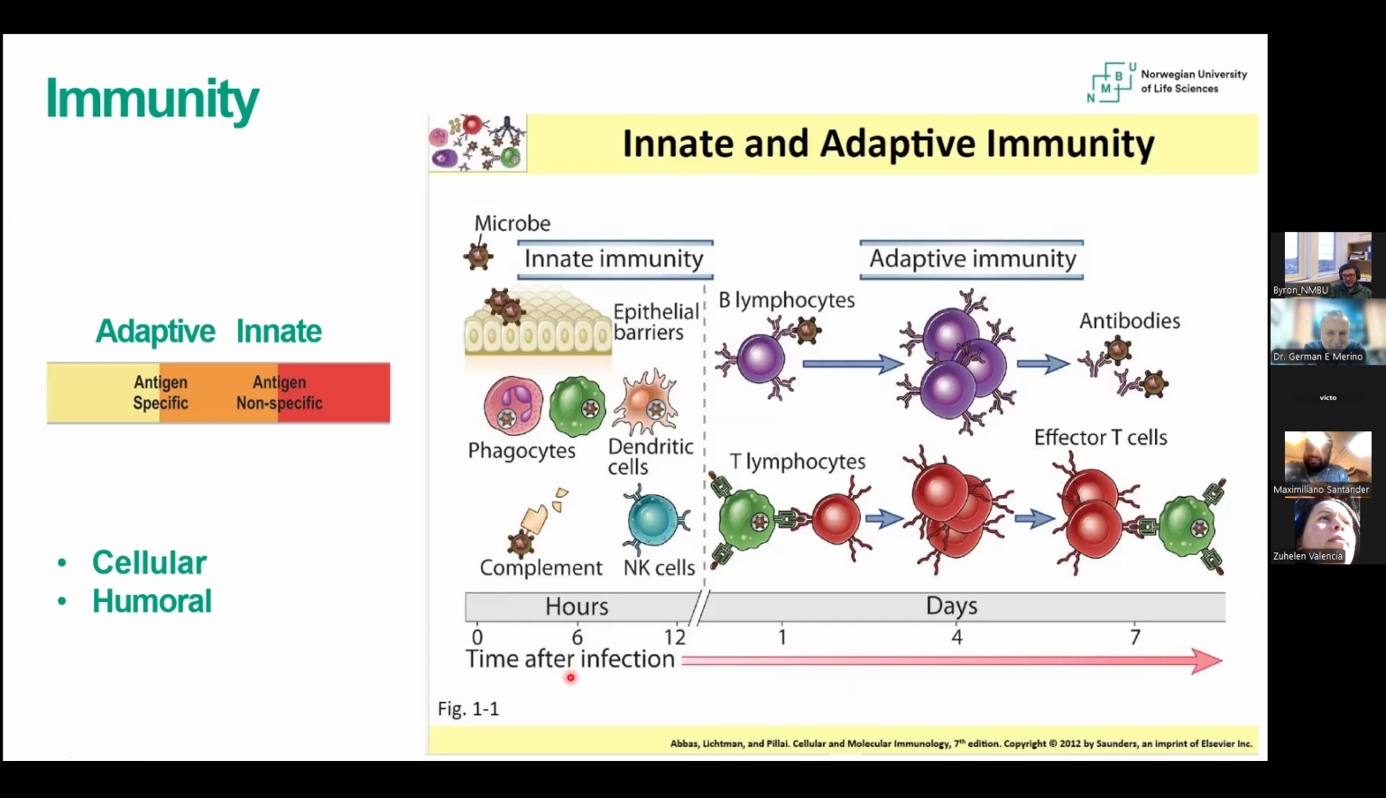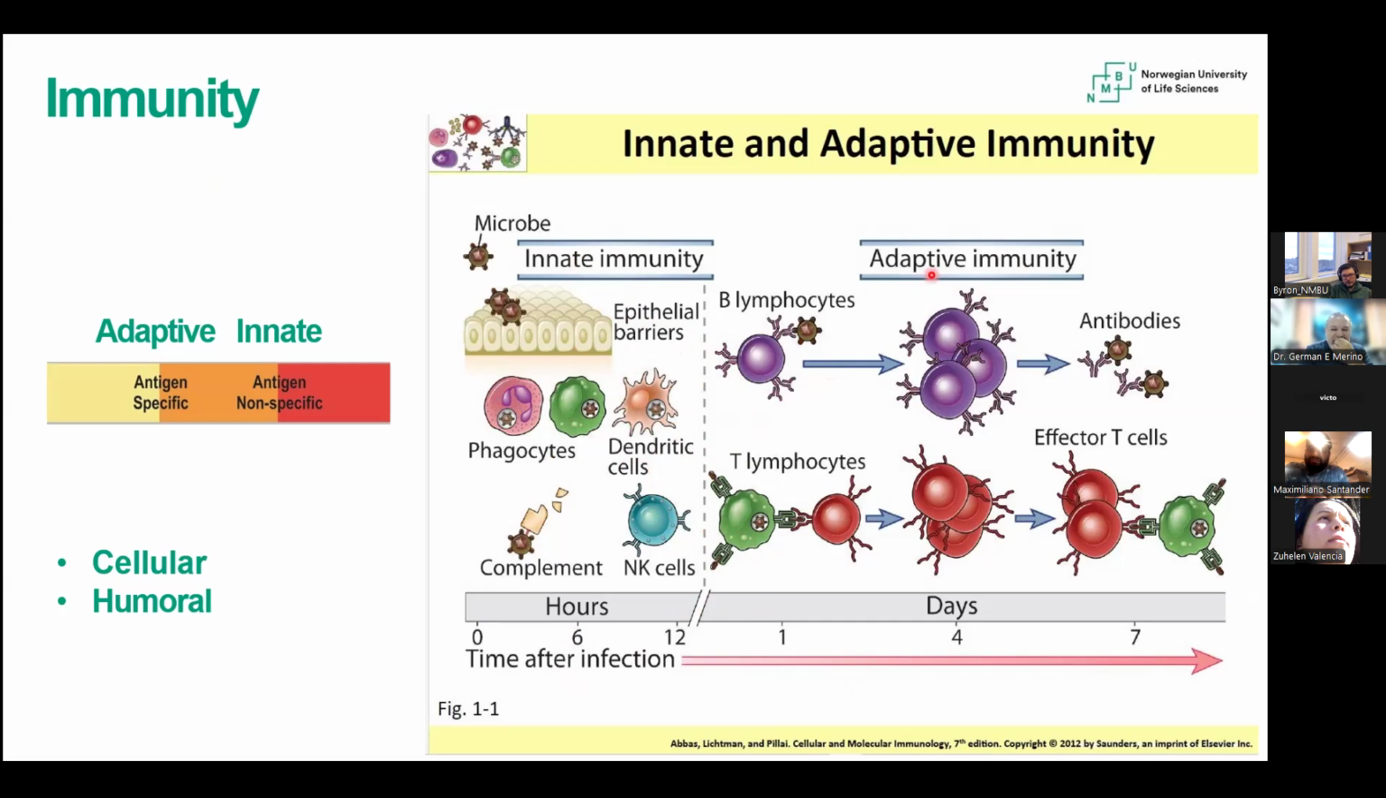The innate response is faster, just needs a couple of hours. While the adaptive immunity will need more time. Why? It's because this type of mechanism needs to coordinate these ones. And here in the middle, we will talk about a process that is antigen presentation. So the rest of this presentation will be divided in innate, antigen presentation, and adaptive immunity.